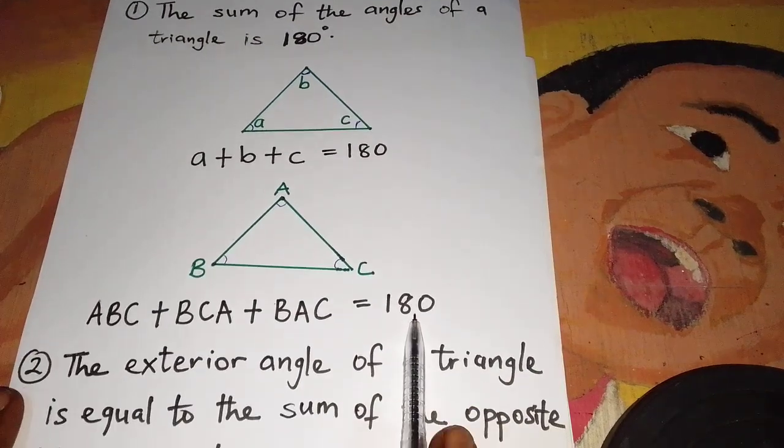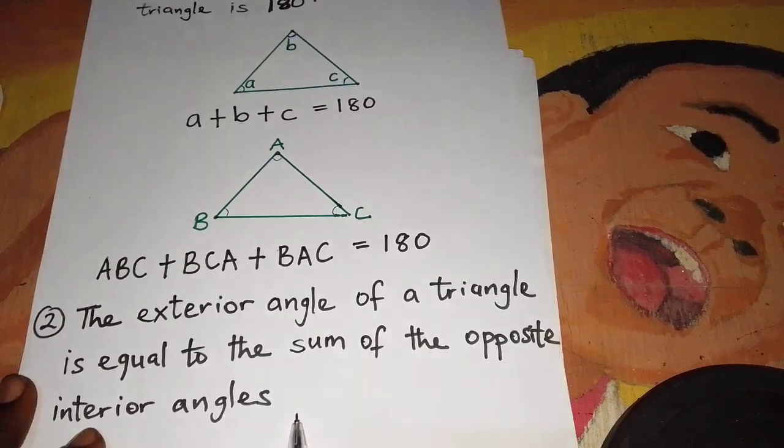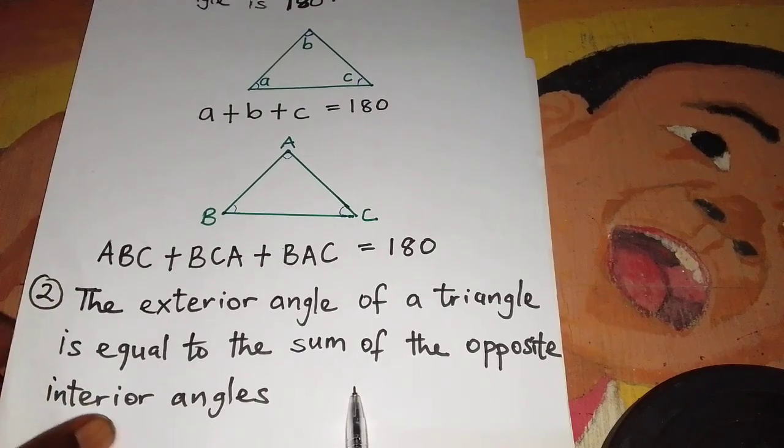Another law says that the exterior angle of a triangle is equal to the sum of the opposite interior angles. The exterior angle of a triangle is equal to the sum of the opposite interior angles. What do we mean by the exterior angle?